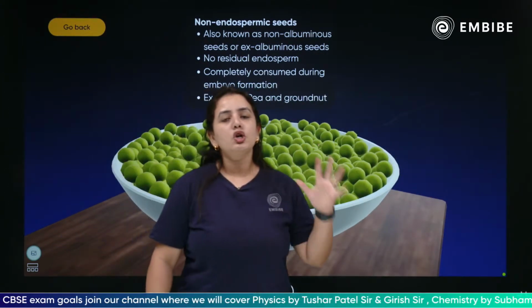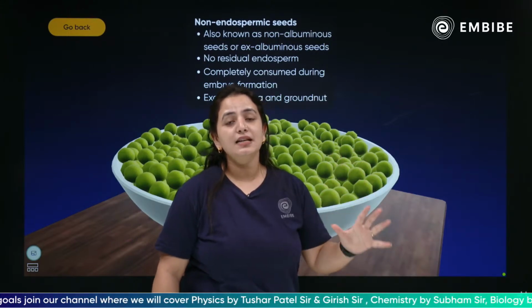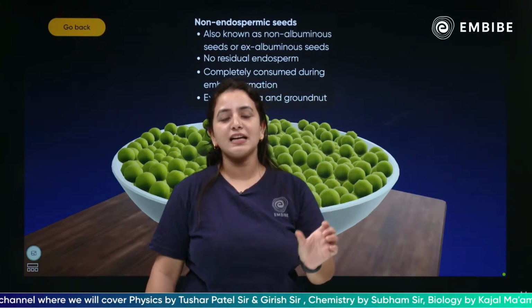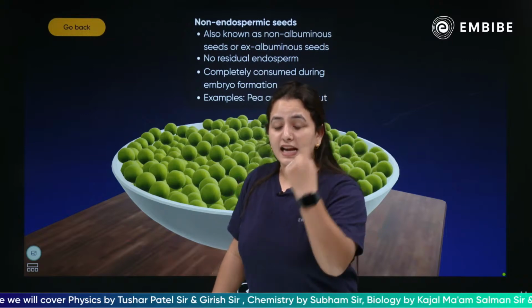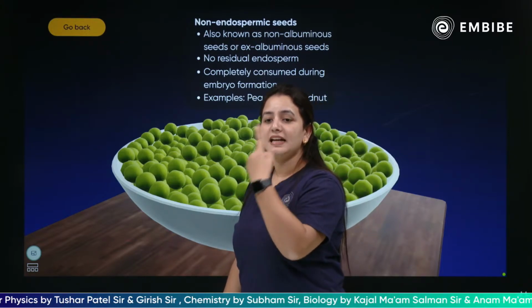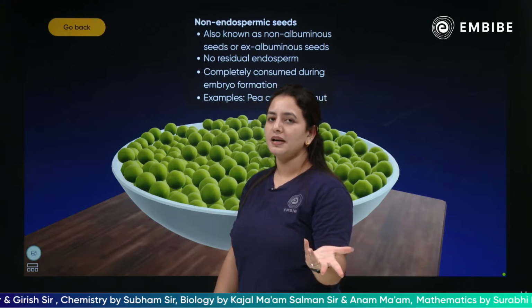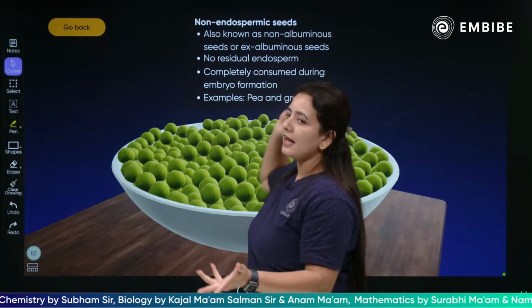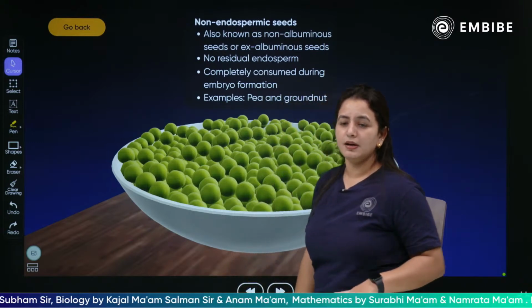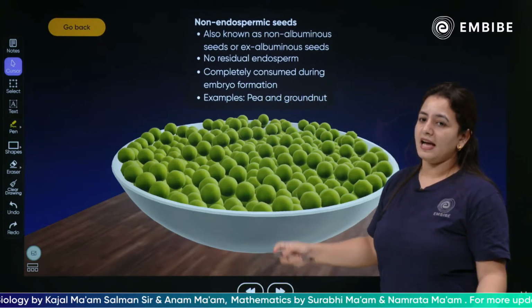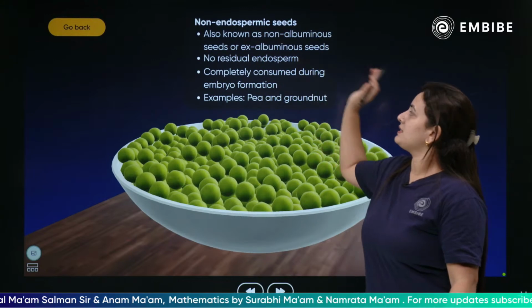Peas are non-endospermic seeds. The word "non" is very clear. The seeds which have endosperm retained are called albuminous. The seeds which do not have endosperm retained are called non-albuminous. Very simple, or we can also call them ex-albuminous seeds.